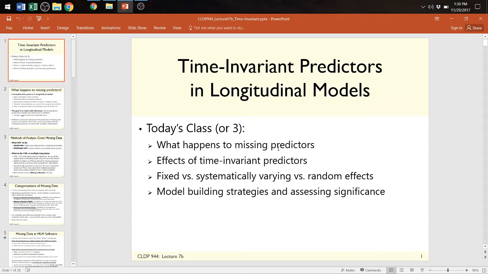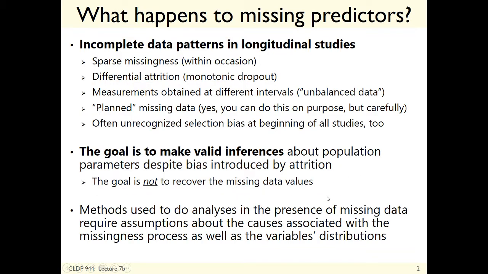So first, some bad news with respect to what happens to missing predictors, and then how do we put these time invariant predictors in the model? So, missingness. Missingness is often a problem in longitudinal data, and there's lots of reasons why it can happen. You can have people just not cooperate at a particular occasion. You can have them not come back. A special form of missingness is what I would call unbalanced data, where not everybody has the same measurement occasions. You can think of that as a type of missing data, although I tend to use unbalanced instead.